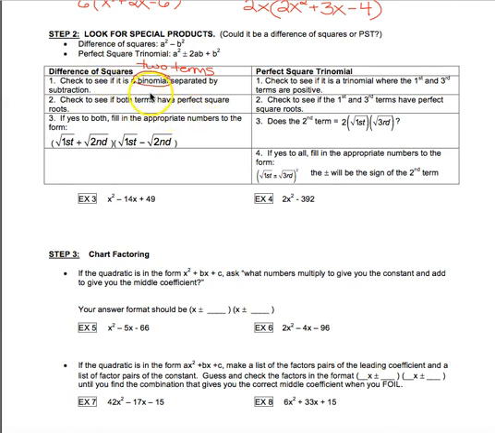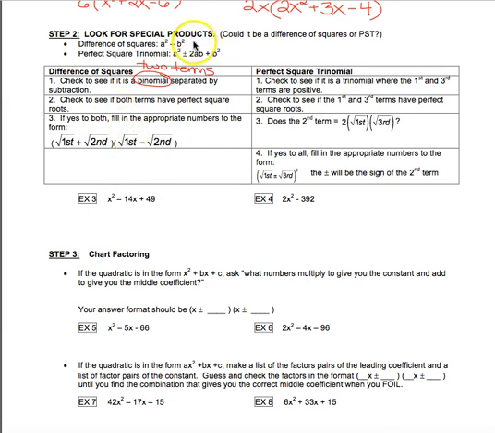If both of those things are true, it's a binomial, it's separated by subtraction, then you have to see if both terms have perfect square roots. If they do, then here is how you factor a difference of squares every time. Look at the two parentheses. You take the square root of the first term and you put it in the front on both of them. Then you take the square root of the second term and you put it in the back on both of the parentheses. The only difference between the two parentheses is that one of them gets a plus and one of them gets a minus. The order is not important.